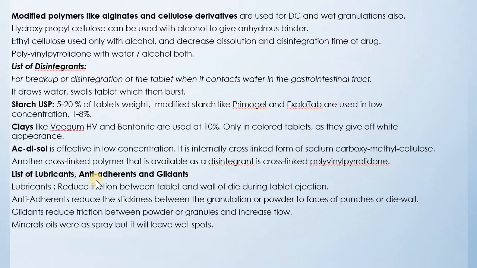Then comes lubricants, anti-adherents and glidants. Lubricants are used to reduce friction between the tablet and the wall of the die during tablet ejection. Anti-adherents reduce the stickiness between the granulation or powder and the faces of the punch or die wall. And glidants are used to reduce friction between powder or granules and increase flow. So lubricant is for between tablet and die wall. Anti-adherent is for granulation or powders versus punches or die wall. And glidant is to prevent the friction between the granules.